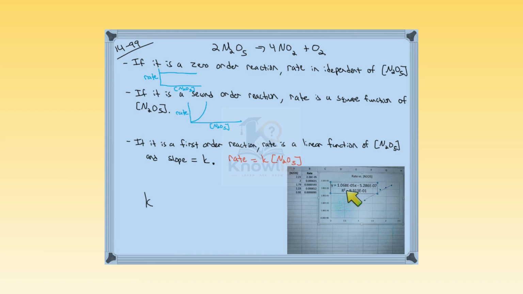Now that I know it's first order, in Excel I can click on this box that displays the equation, and I will see the equation of the line has a slope of 1.068 times 10 to the negative 5. So because it's first order, and I know the slope is equal to 1.068 times 10 to the negative 5, that is the rate constant. This is how you would graphically determine the rate constant.